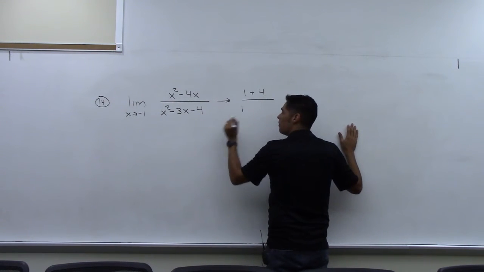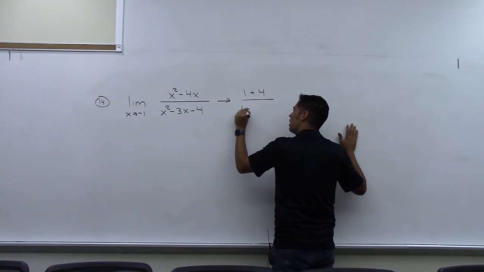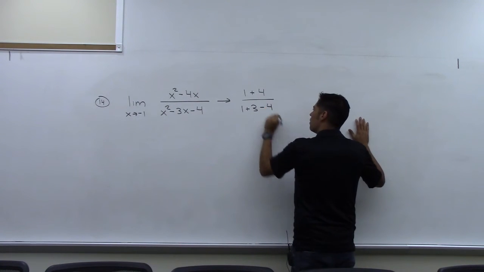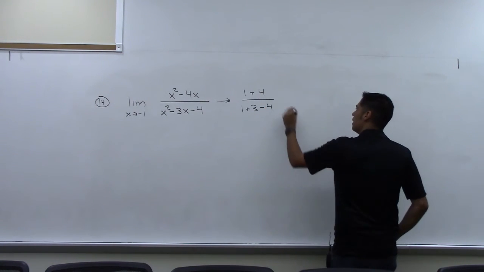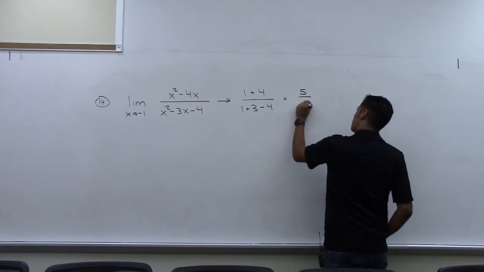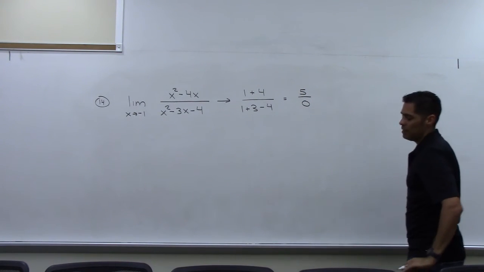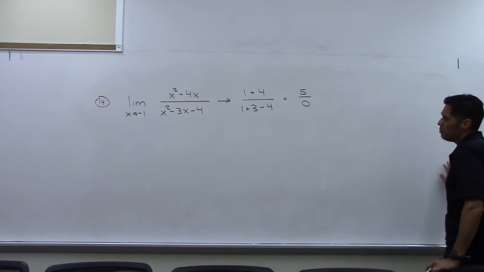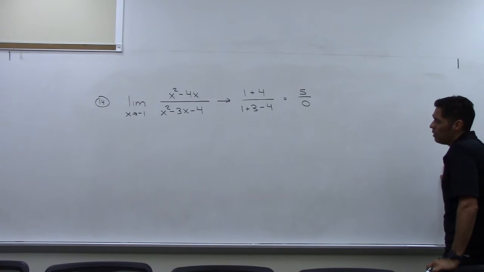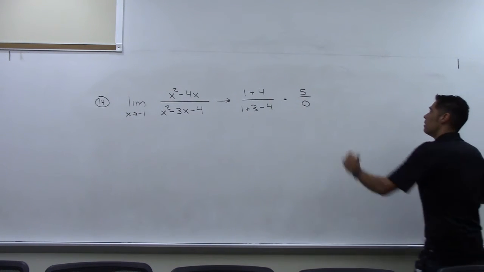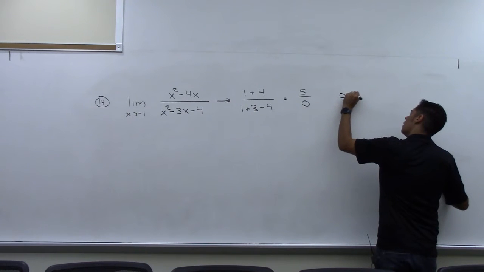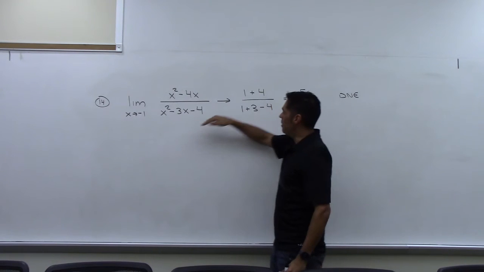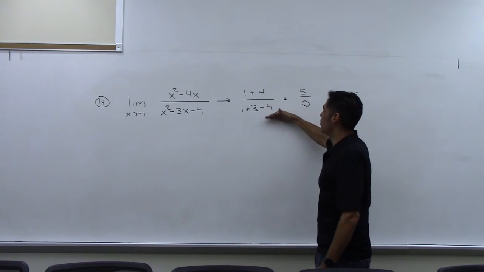-1 squared is 1. -3 times -1 is plus 3. And -4 down here, minus 4. So we're getting 5 over 0. Now this is a problem that we cannot get around. All right, so at this point, we're going to say that this limit does not exist. And the reason why is because when I plug in -1, I'm not getting 0 on top. I'm only getting 0 on bottom.